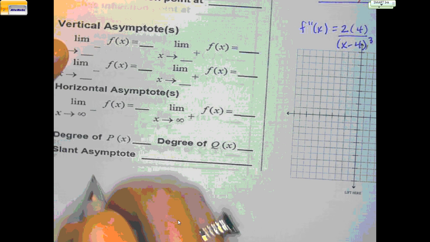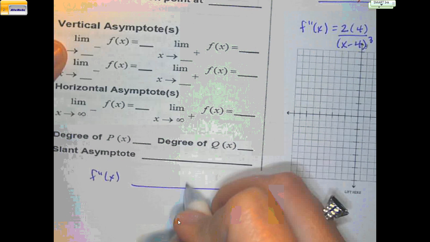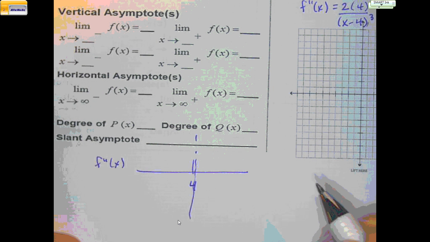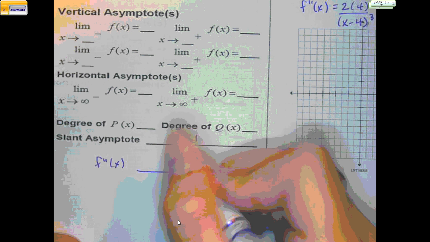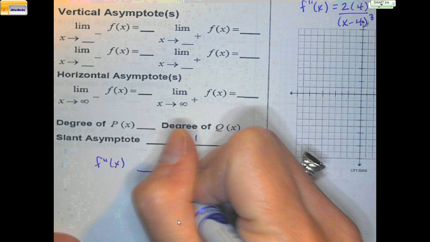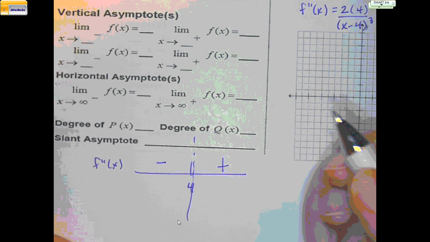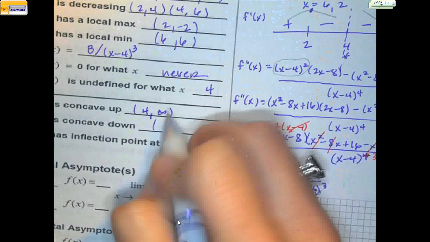Concave up, concave down. So second derivative number line. What numbers go on that number line? Just 4. And it's an asymptote, so I'm going to remind myself by drawing an actual asymptote. If I put in, say, a 0, I'm going to have a positive divided by a negative, so that's going to be a negative. If I put in, say, a 5, I'm going to have a positive divided by a positive, so that's going to be a positive. So now I can see concave down and concave up. We're concave up from 4 to infinity. We're concave down from negative infinity to 4.